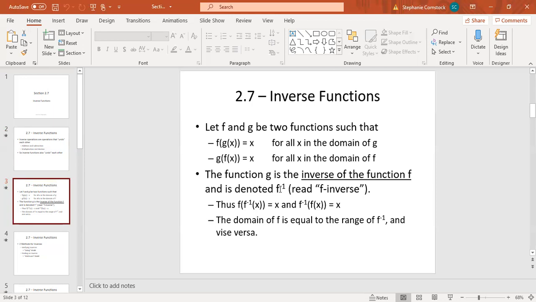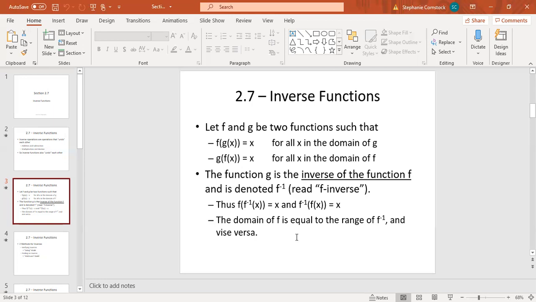And it's denoted f with this -1 exponent. So that is read f inverse. So now, instead of writing f of g, we have f of f inverse gives us x, and f inverse of f also gives us x. Now, the other thing that changes here is the domain of f is now the range of f inverse. So the domain and the range flip-flop, and vice versa. So the range of f becomes the domain of f inverse. This is more of a name change type of thing. So basically, f inverse now has a stronger connection to our f of x function to say that it is the undoer.